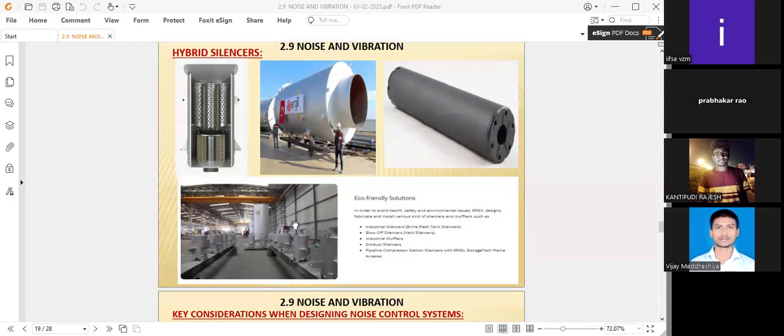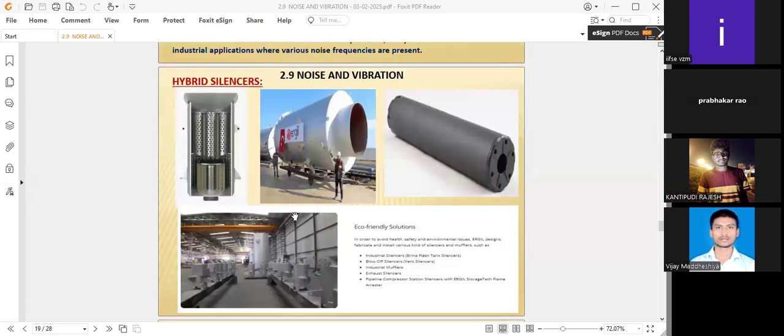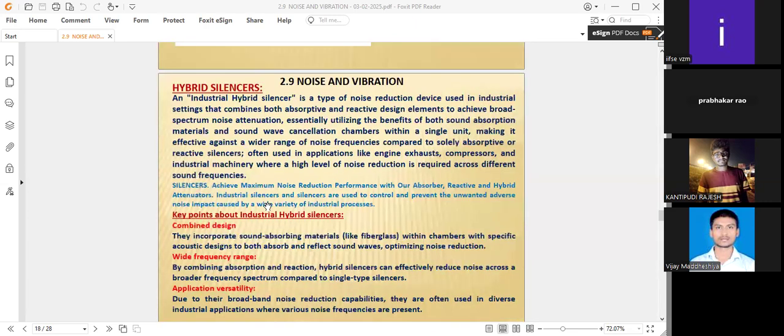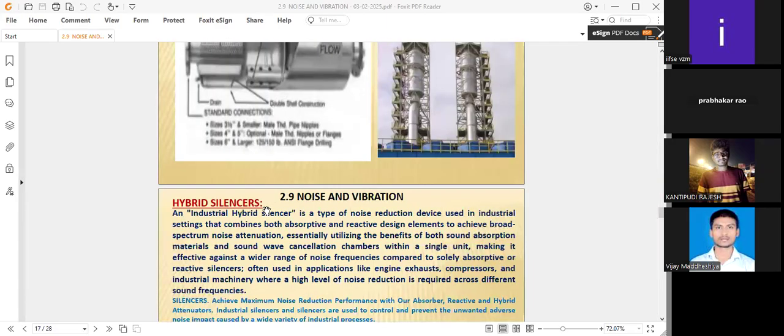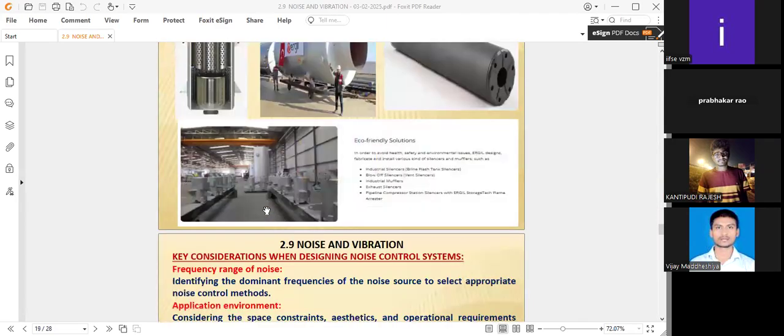These are eco-friendly solutions, silencers used in order to avoid health, safety and environmental issues. Designs are fabricated like industrial silencers, blow-off silencers, industrial mufflers, exhaust silencers, and pipeline compressors will also be taken care of. Therefore, there are three things: one is reactive, another is absorptive, another is hybrid silencers, which can be used depending upon your requirement.